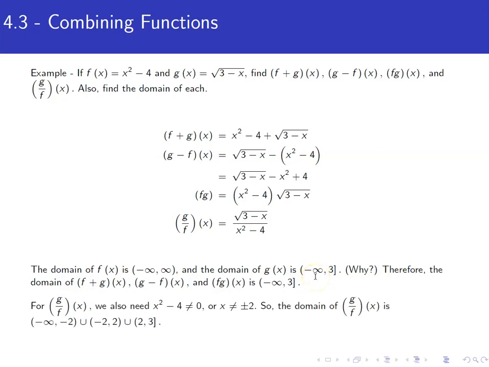For g over f, we also need to make sure that the denominator is not 0. So we see that the denominator is 0 if x is 2 or x is negative 2. So we need to throw those out of our domain. So if we throw negative 2 and 2 out of the domain, we get the interval from negative infinity to negative 2, union negative 2 to 2, and then union 2 to 3. The 3 is still included, but the 2 and the negative 2 are not.